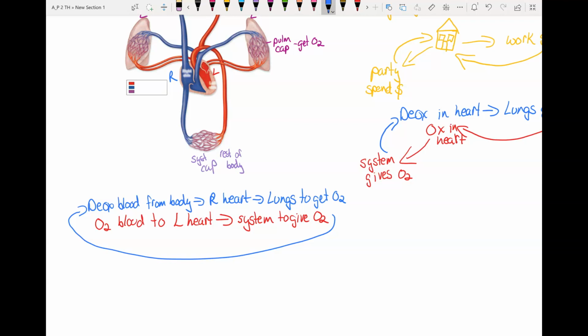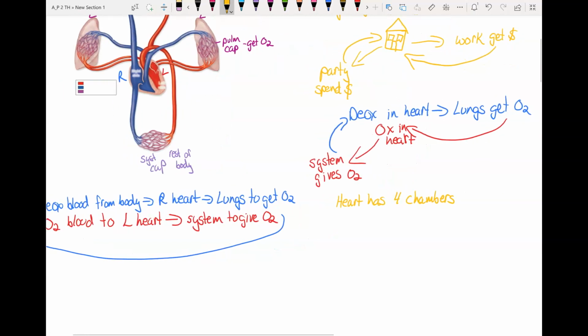Now we're going to build on that basic pattern. The heart has 4 chambers. Okay, so these are like compartments. You have atria on top, so you have a right and a left atrium on top. So atrium is singular, atria is plural. Then you have your ventricles on the bottom. So you have right and left ventricle on the bottom.